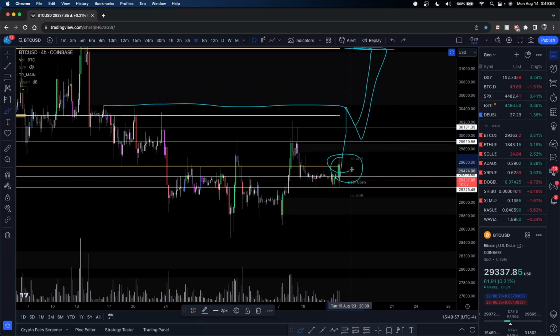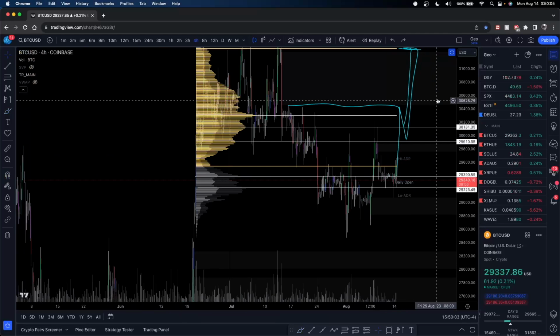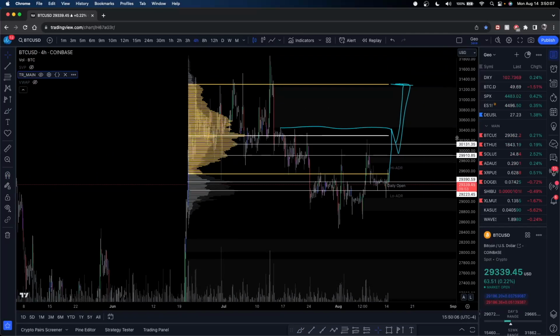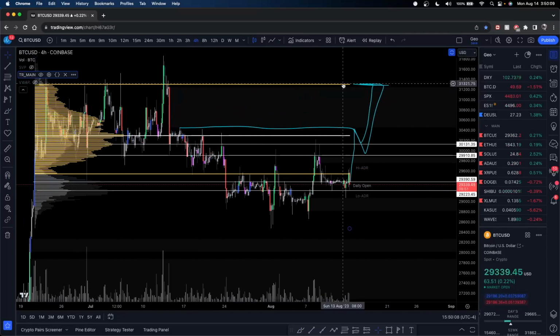Now, I wouldn't say that this option is probable. I would say it's more likely to bounce off of these high volume nodes. But that's how I would be using the vectors in confluence with the ranges.